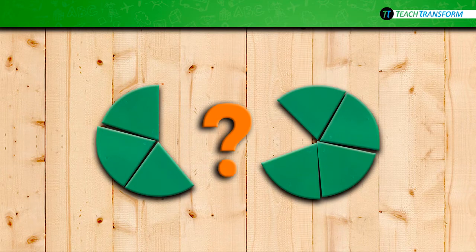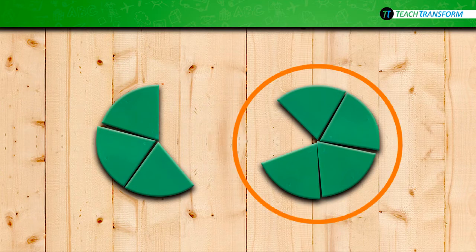Now let's compare them. Which one is larger, 4/5 or 3/5? It's pretty easy to see that 4/5 is larger than 3/5. 4/5 has more fifths in it than 3/5 does. 4/5 is more of the whole than 3/5 is.